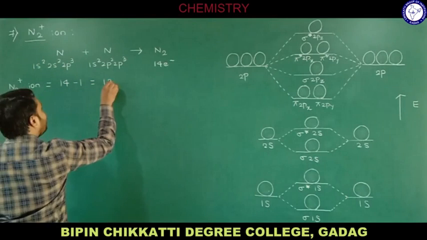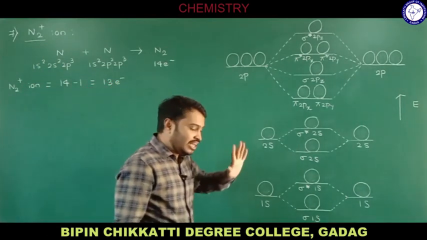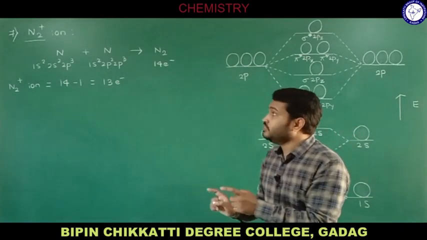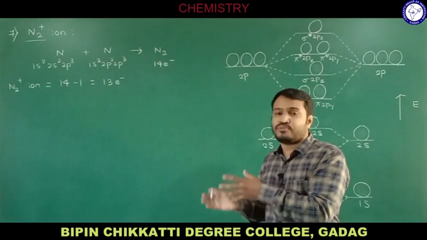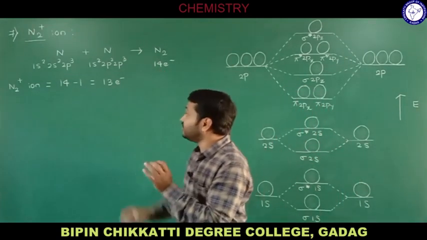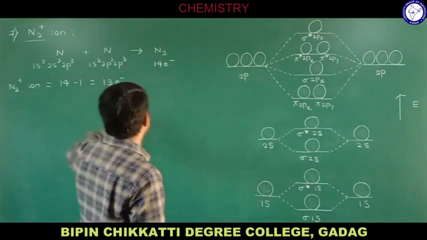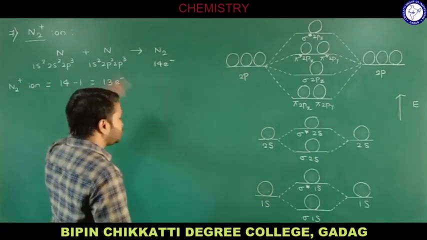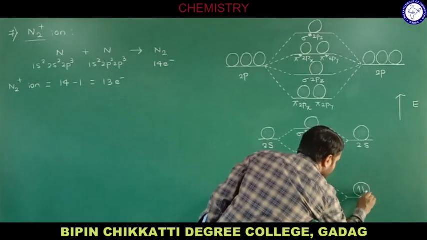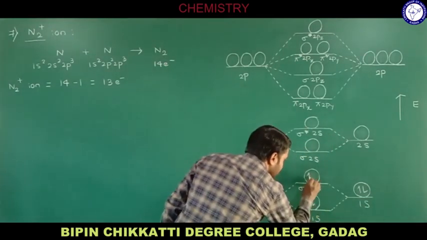So now we have to distribute 13 electrons in the energy levels. The nitrogen molecule has 14 electrons, and since plus 1 means 1 electron has been lost, we have 13 electrons to be distributed. As before, in 1s we have 2 electrons and in the other 1s also 2 electrons. Totally 4 electrons to be distributed: 1, 2, 3, 4.